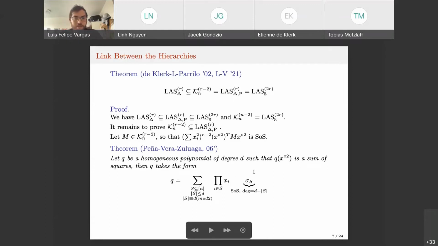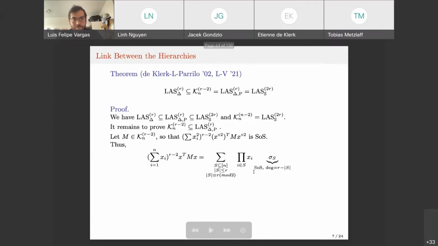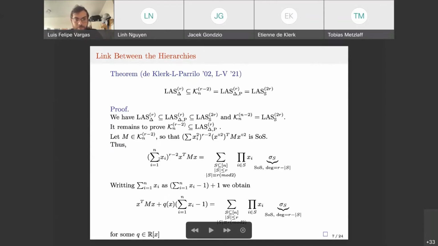By this theorem, the polynomial without the squares has this form, which is very similar to a preordering form. Now if we write the sum of xi as the sum of xi minus 1 plus 1, then this power has one term which is 1 to the r minus 2, which is 1 times x transpose Mx, that is x transpose Mx, and the other terms are going to be divisible by the sum of xi minus 1.